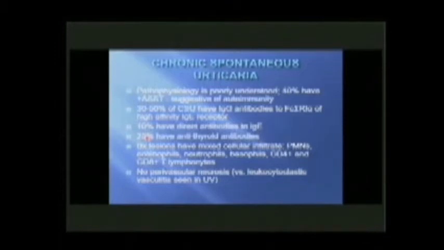This percentage clues us in to a lot of these patients getting thyroid function testing as routine parts of their evaluation. The biopsies for these chronic lesions show mixed cellular infiltrates, which include polymorphonuclear cells, eosinophils, neutrophils, basophils, and different subtypes of T lymphocytes, namely the CD4 and CD8 population. And again, the differentiating key finding in chronic spontaneous urticaria is the absence of perivascular necrosis, whereas in urticarial vasculitis, there is perivascular necrosis that's seen on biopsy.